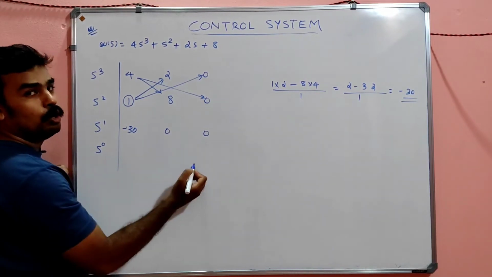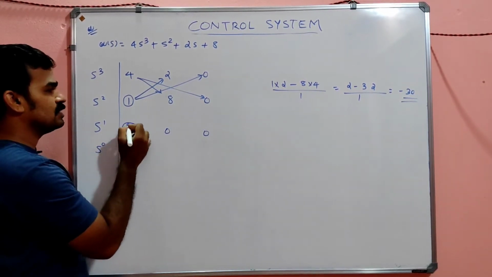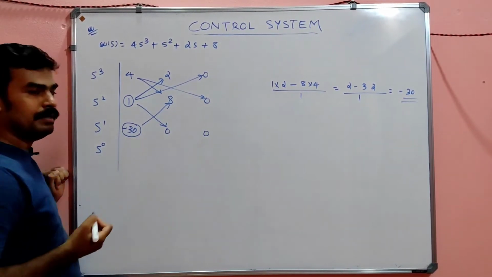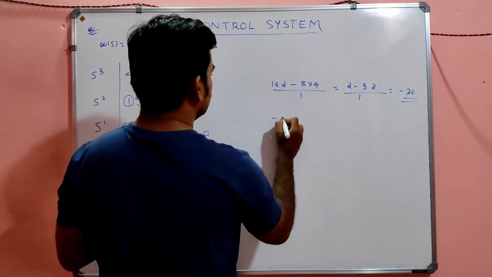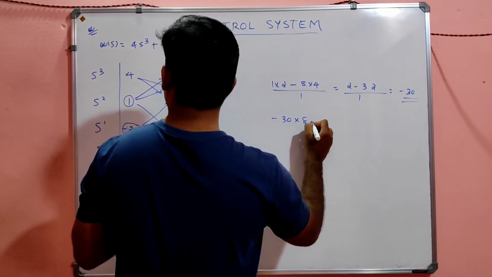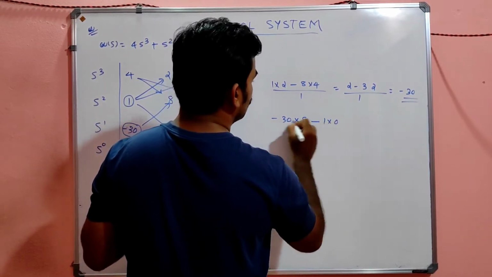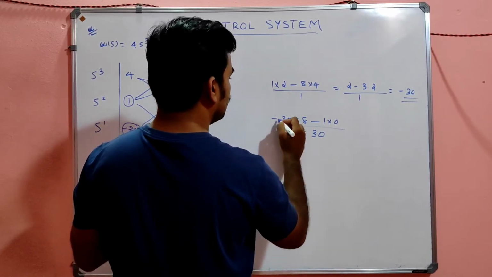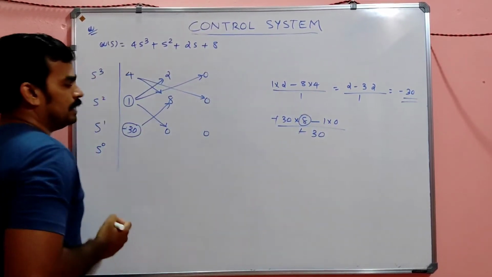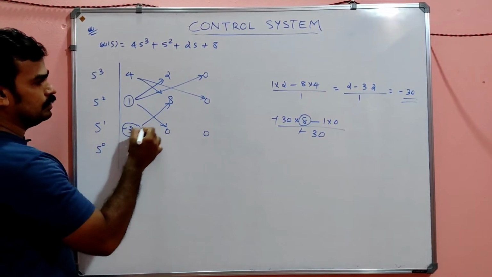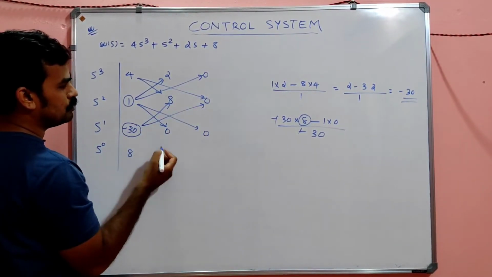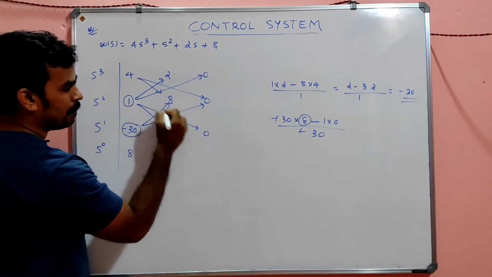And find this row also. So for that, focus on this. This into this minus this into this, my dear, divided by this. So this into this means minus 30 into 8 minus 1 into 0, all divided by minus 30. Correct now? So minus and minus got cancelled, simply 8 will be the answer. 8. This into 0 minus this into 0 divided by this means simply 0.